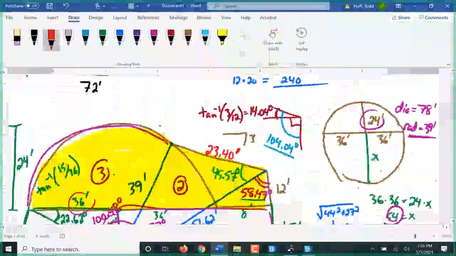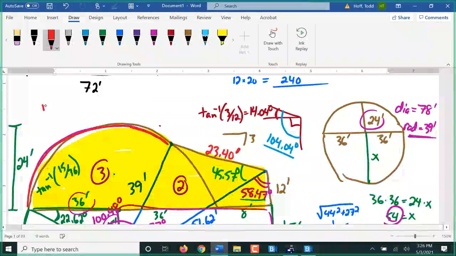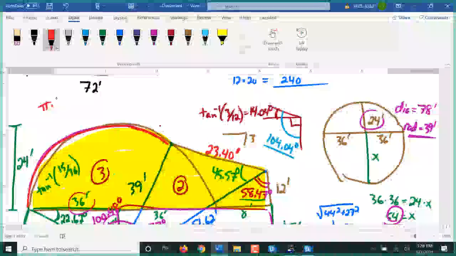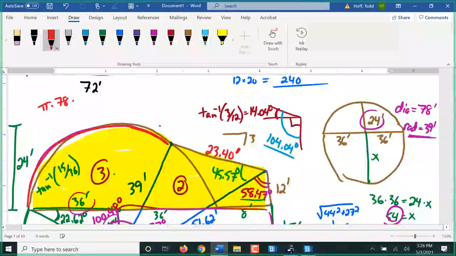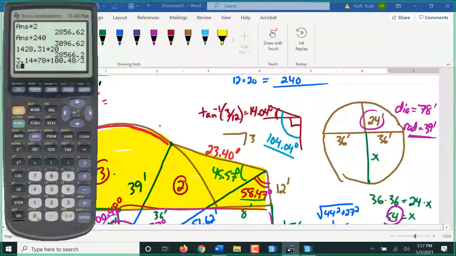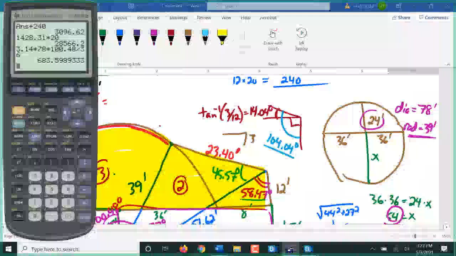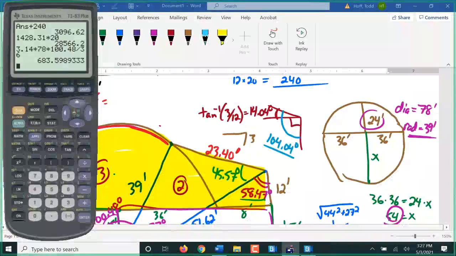For our roof area, there's going to be a contribution. We need to find this arc length here, which is just going to be pi times our diameter, 78, times that 100.48 over 360. That gives $68.36 for that.